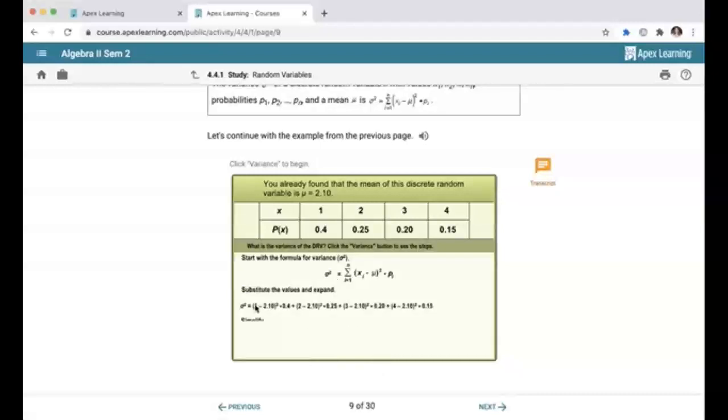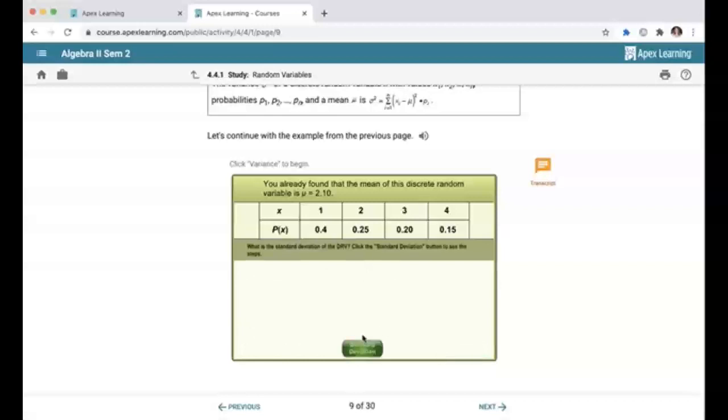If we take a second to dissect this, x1 is the value of 1. The average value was our 2.1, and it's multiplied by our probability for that first value. So that's that first whole thing. And if we look at the last one here, our x4 is 4 minus our average value, which is still 2.1. That whole quantity gets squared and multiplied by the probability for that fourth value, so multiplied by that 0.15. Noticing that is going to be important.